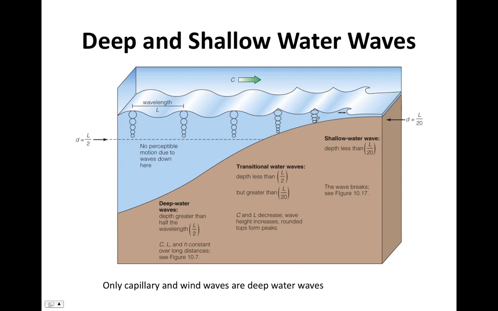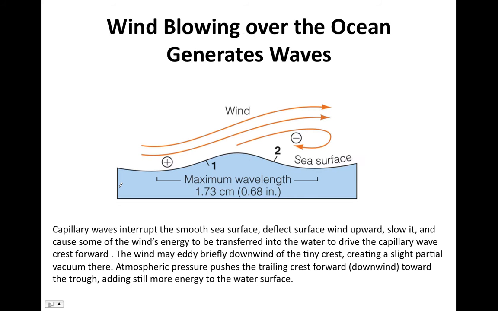And any wave that is in water less than half of its wavelength in depth is known as a shallow water wave. So deep water waves are in water that's deeper than half of their wavelength, and shallow water waves are in water that's shallower than half of their wavelength. And the difference is that shallow water waves interact with the sea floor, where deep water waves do not. Only capillary and wind waves have a short enough wavelength that they can be deep water waves. All other waves have long enough wavelength that they always interact with the sea floor.